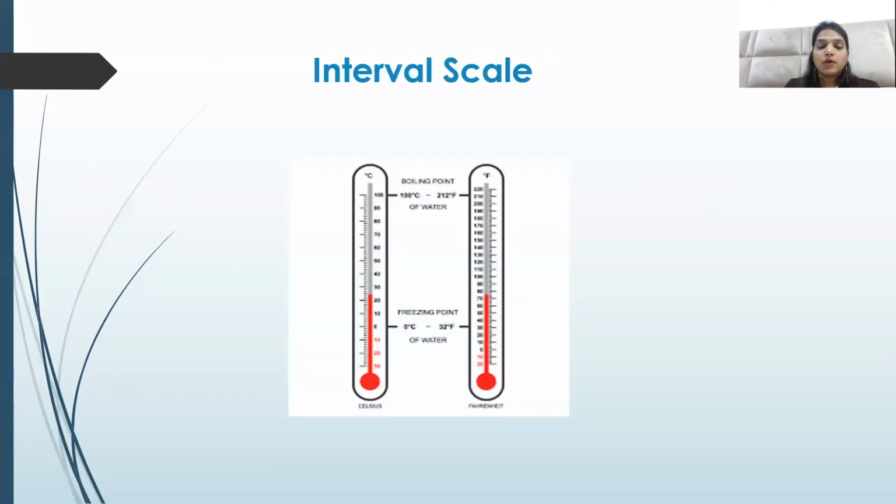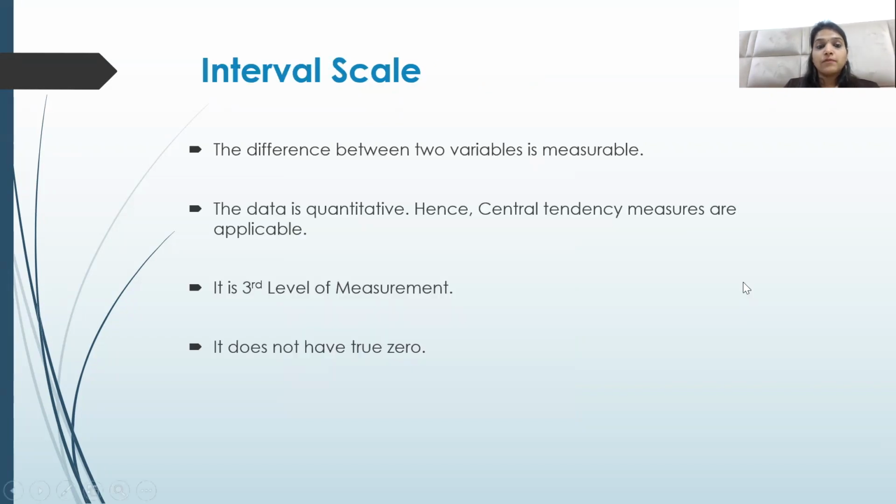Now let's take the example of a thermometer. We know 40 degrees is hotter than 30 degrees. We know 20 degrees is cooler than 30 degrees. We also know there is a difference of 10 degrees between 20 degrees and 30 degrees. We also know there is a difference of 10 degrees between 60 degrees and 70 degrees. So now I'm labeling, I'm ordering, and also measuring the difference. This type of scale is known as interval scale. It is my third level of measurement.